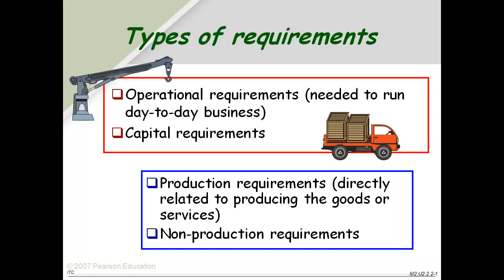Then there are production requirements. If you're running a production shop, to produce something, I need steel, I need raw materials, I need aluminum sheets, I need paints, all those things which are required to produce something. Then there are non-production things which have nothing to do with the production, but still, to run the whole workshop, you need people, you need some resources. Those are non-production requirements.